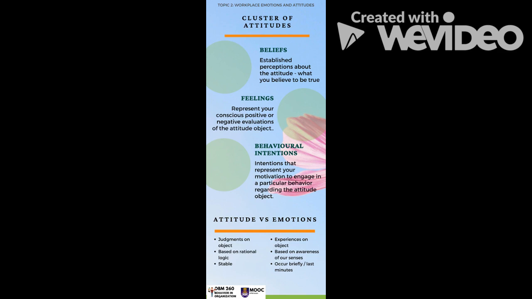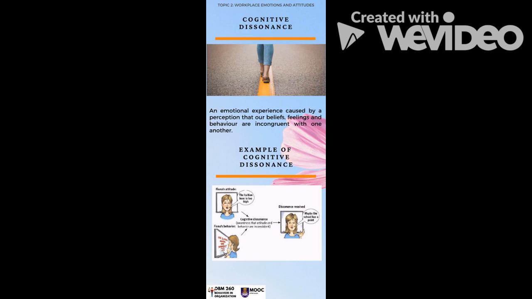While emotions are basically experiences related to an attitude object. It is based on awareness of our senses. Emotions occur briefly and last minutes rather than days like attitudes. However, when we perceive something that is inconsistent with our beliefs, feelings and behavior, most probably, we are likely to experience cognitive dissonance. By definition, cognitive dissonance is an emotional experience caused by a perception that our beliefs, feelings, and behavior are incongruent with one another. This inconsistency generates emotions, for example hypocrisy, that motivate us to increase consistency. It is easier to increase consistency by changing feelings and beliefs, rather than changing behavior.